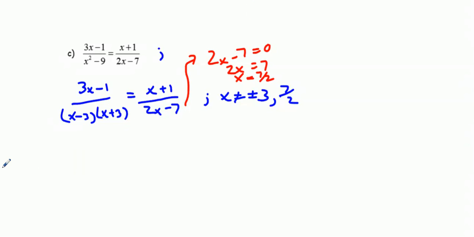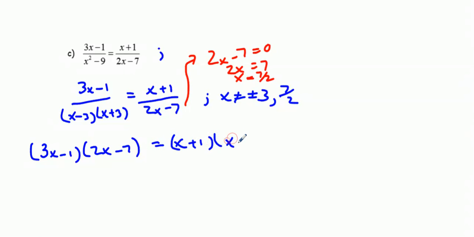So now that I've done that, I'm going to cross multiply. I can't cancel anything up and down, but if I could, I would. So I'm going to cross multiply, and I'm going to get (3x - 1) times (2x - 7) on this side is equal to (x + 1) times (x - 3) times (x + 3).